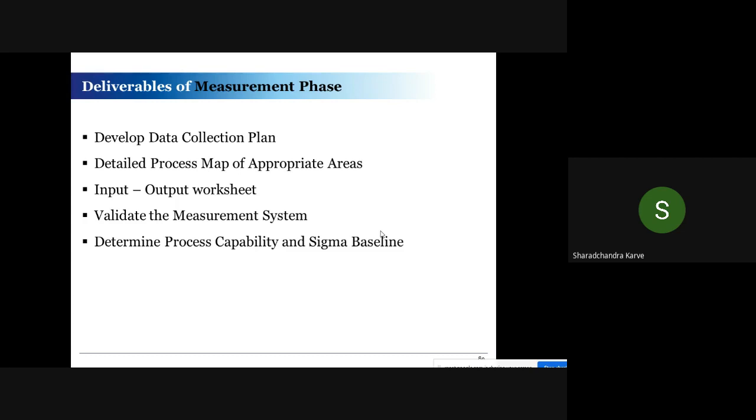So we took an example of organizing a meeting. Completing the meeting has 25 steps, and organizing a meeting is always delayed. So you would like to understand where the delay is. For that, at each step you will have time stamping and collect the data on how much time was required for that particular step. That is what I mean by a data collection plan. Then a detailed process map, then an input output worksheet, validate the measurement system, which is most important in measurement system analysis, and determine the process capability and the sigma level. So let us move to the next.